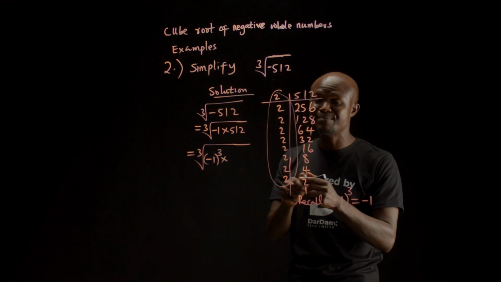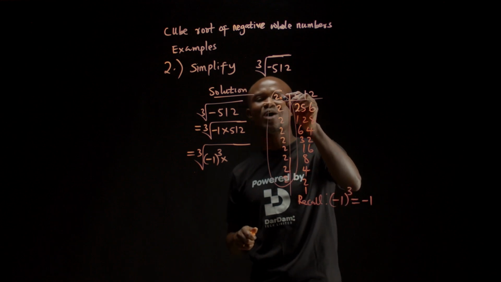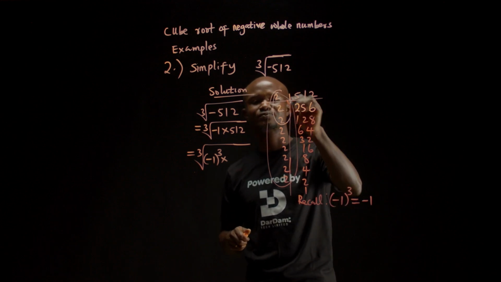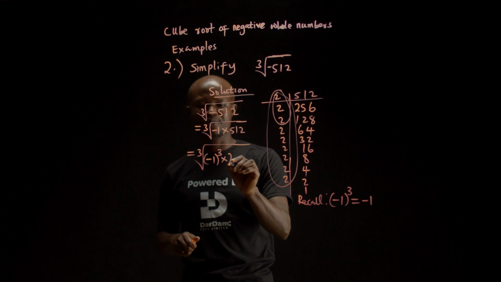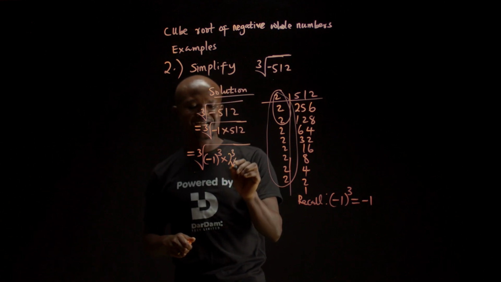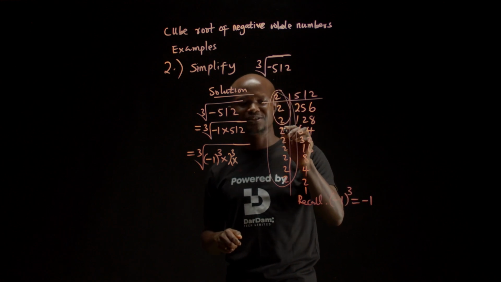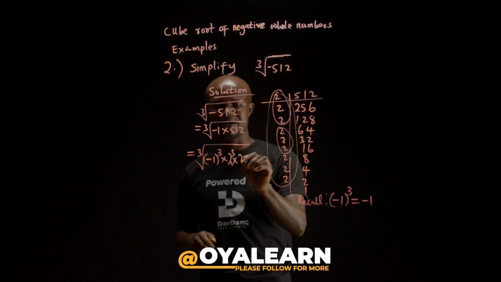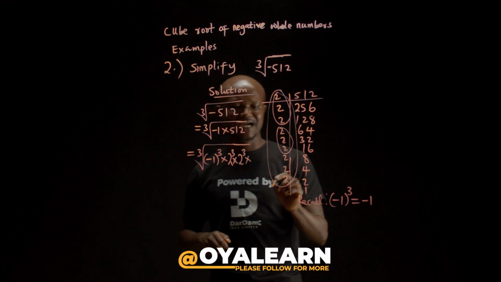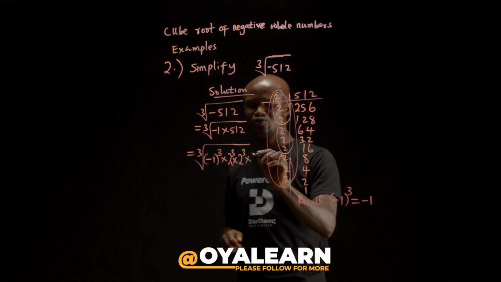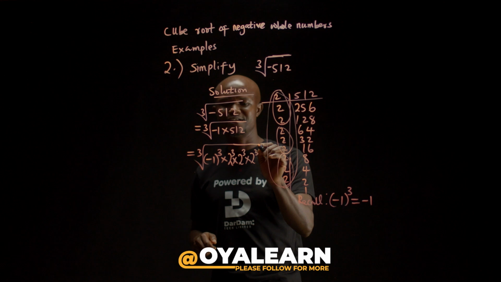We are going to group them in 3s. The first 3: 1, 2, 3. That's 2 raised to the power of 3. Then the next one, what do we have? 1, 2, 3. We have 2 raised to the power of 3. Then the last set, 2 raised to the power of 3.